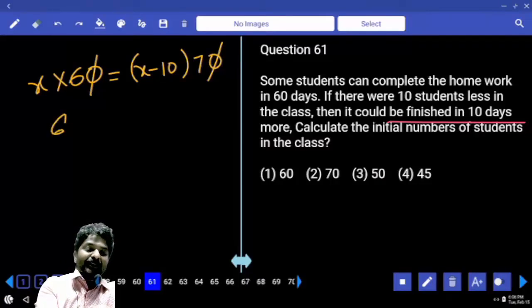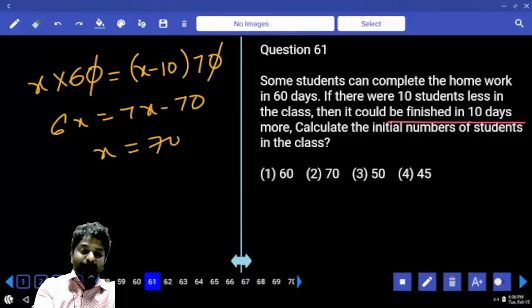0, 0 cancel. So 6x is equal to 7x minus 70. X value is equal to 70.